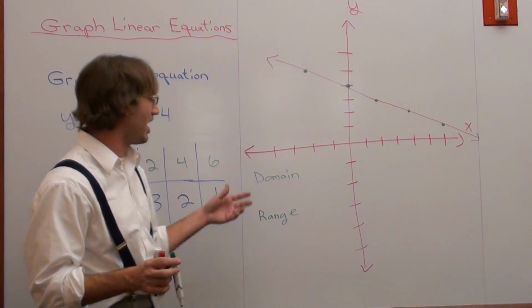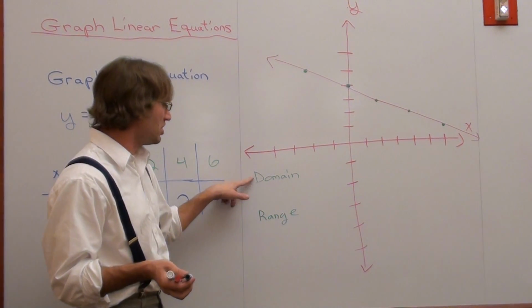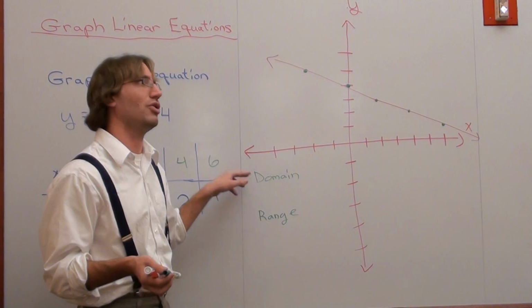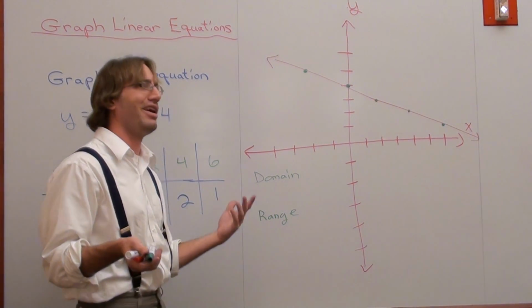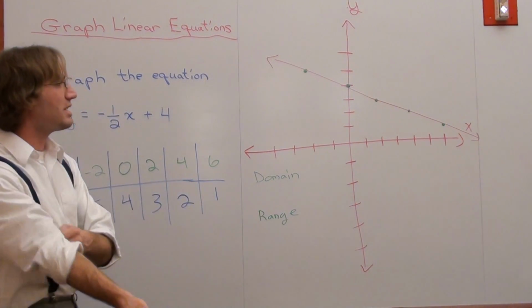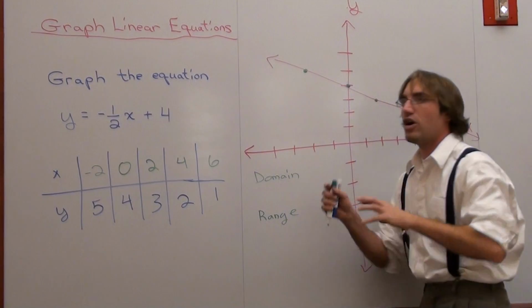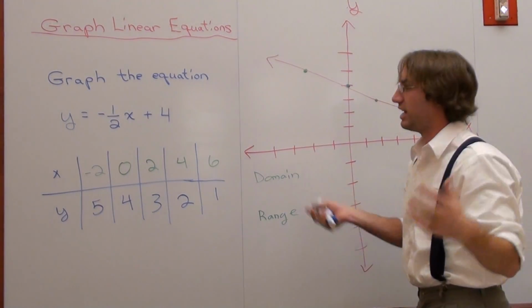And one way that a student had me remember, because I used to do something else instead, was he said, oh, D comes before R, doctor, so domain is x, range is y. Yeah, that's fine. I guess that makes sense. So the domain is the x values of this graph. So how far do the x values extend in this graph?